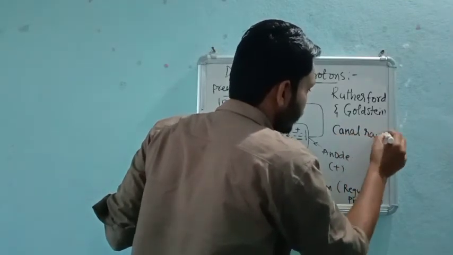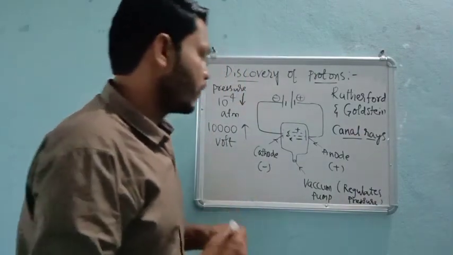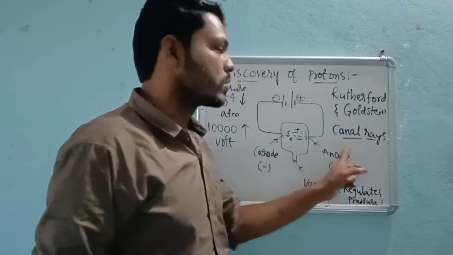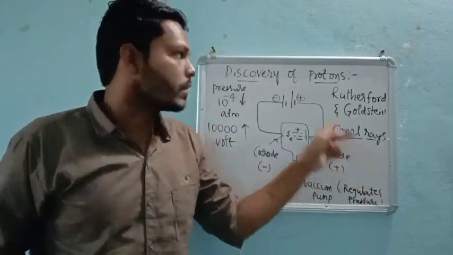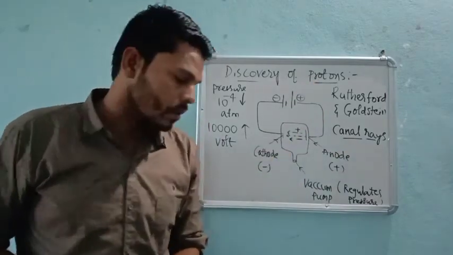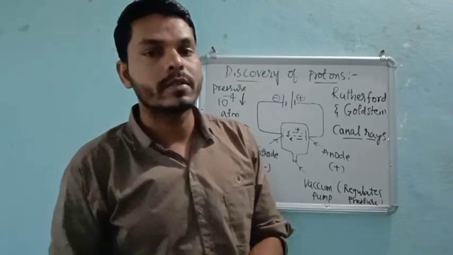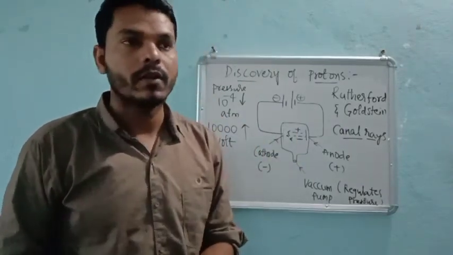If the individual rays move from anode to cathode, then those are called canal rays. This is an extra point during protons. So dear students, you go through the book. Really, you will get some more points on these proton as well as the electron.